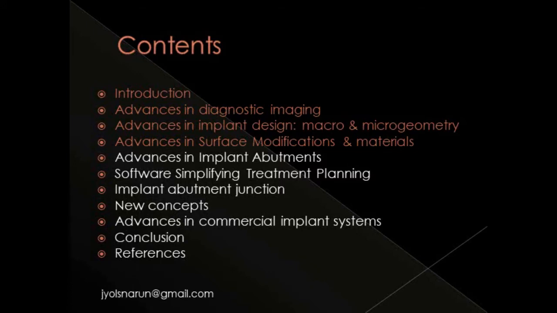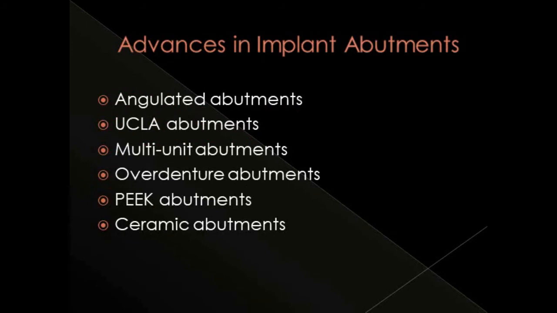So let's begin. Under the advances in implant abutments, we shall be discussing 6 abutments, that is the angulated abutments, the UCLA abutments, multi-unit abutment, the 3 different types of overdenture abutments, peak abutments and ceramic abutments.